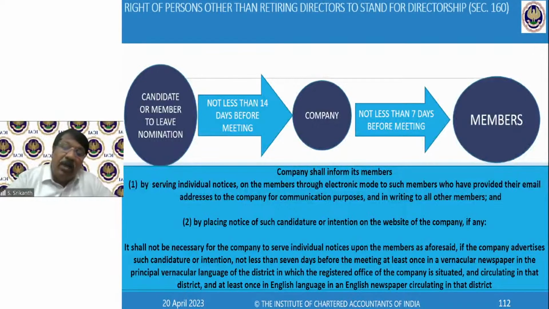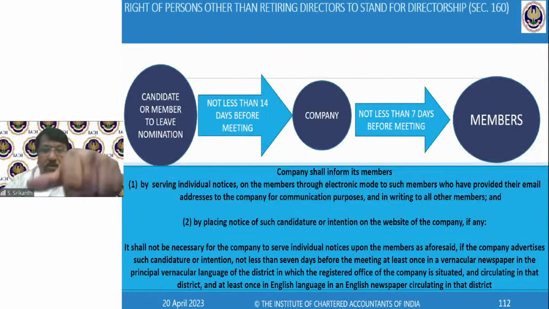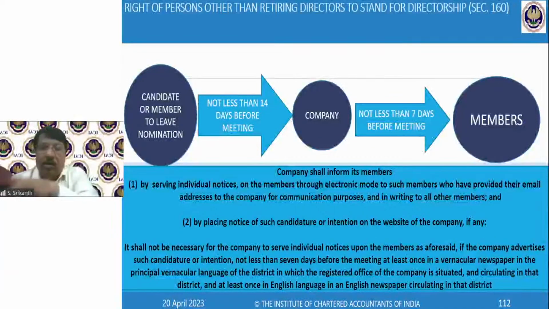See, suppose you're an unlisted company, you have 300 shareholders. Now you have to send to all of them. You can avoid that trouble by giving an advertisement in 2 newspapers, vernacular and English, circulating in the area of the registered office, at least 7 days before. See, he is serving it 14 days before. The company is getting it 14 days before. So they have 1 whole week to do this. So they can plan and give their plans.